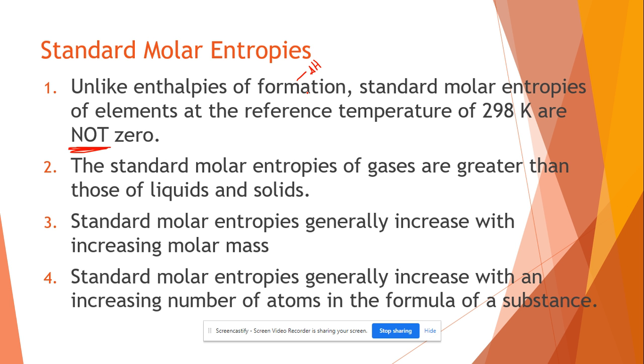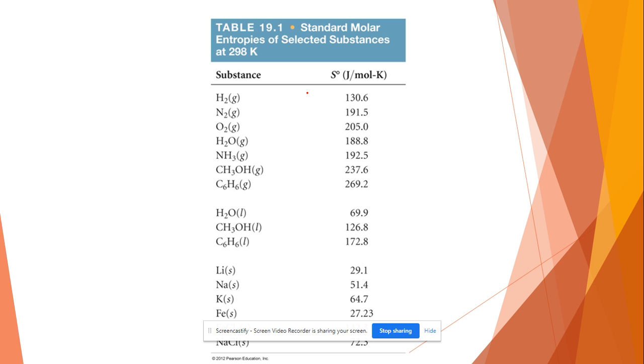Part 2 says the standard molar entropies of gases are higher than liquids and solids. That makes sense. There's more randomness in a gas than in a solid. Part 3 says standard molar entropies increase with increasing molar mass. And part 4, standard molar entropies increase with the increasing number of atoms, or basically the complexity of a formula. So here we have the standard molar entropies that are given within the textbook that I use.